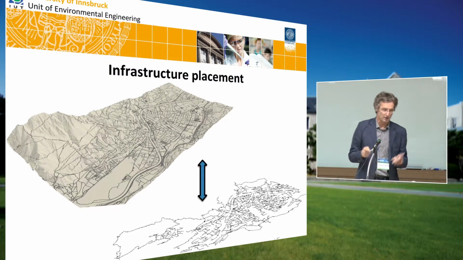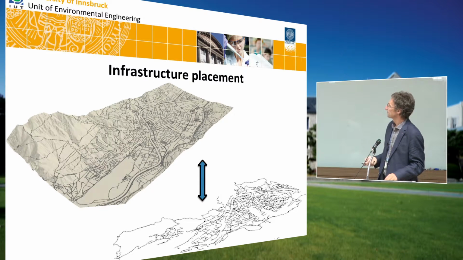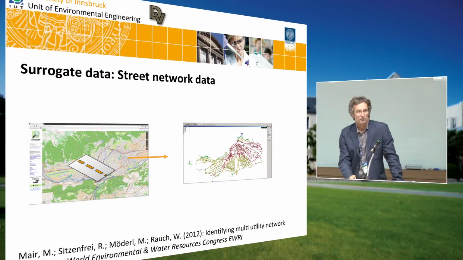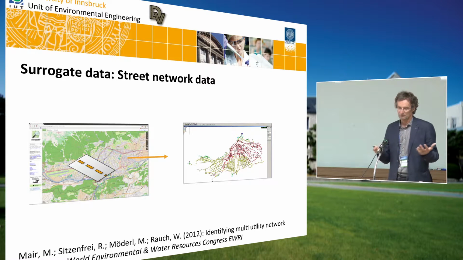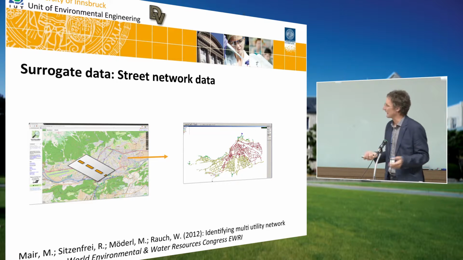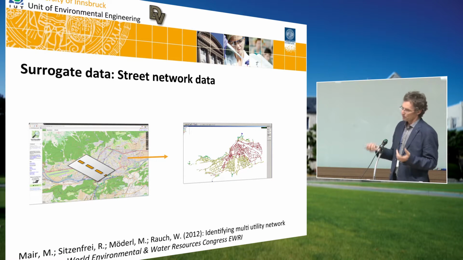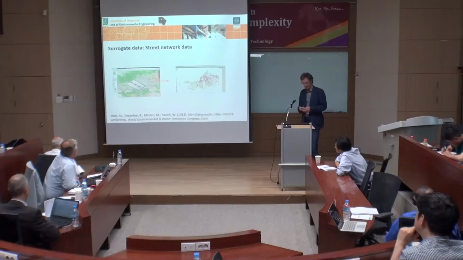It's about infrastructure and infrastructure placement. Where are the networks situated? If we make planning into the future, then we need to know where these network systems evolve. If we don't have any information, we need to come up with a conclusion, basically a virtual network. Surrogate data is a common concept, and the best surrogate data which we can derive or use is street network data.